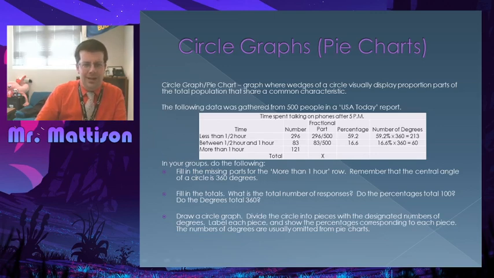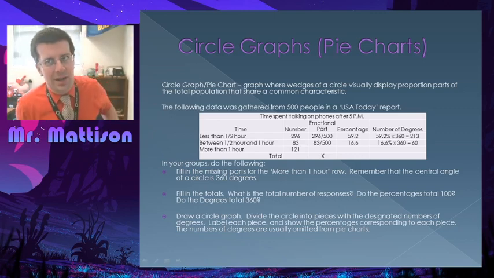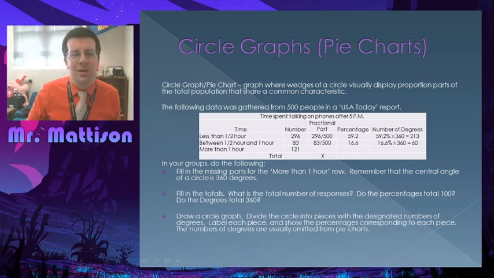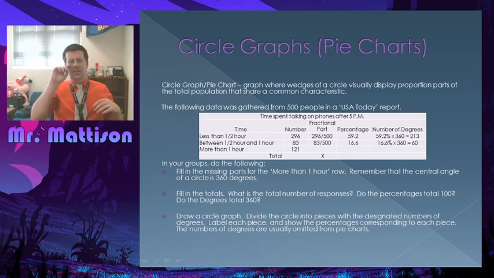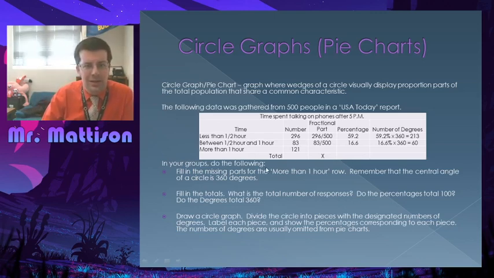So I have some data here. This is the amount of time spent talking on the phone after 5 p.m. This is clearly done with older generations because most of us don't really talk on phones at all anymore. But we can still use the data, right? So less than half an hour, we had 296. Between 1/2 and 1 hour is 83, and more than 1 hour, 121 people. So this is out of 500 people in the U.S.